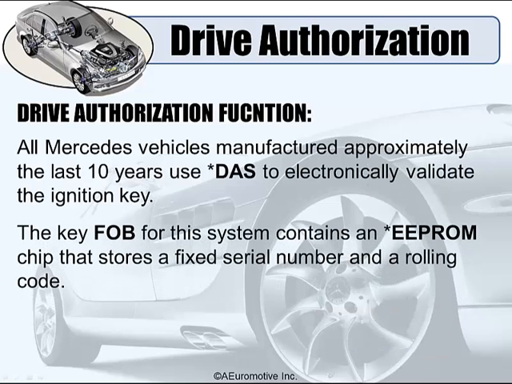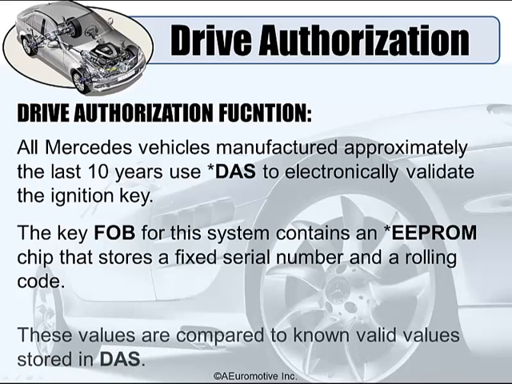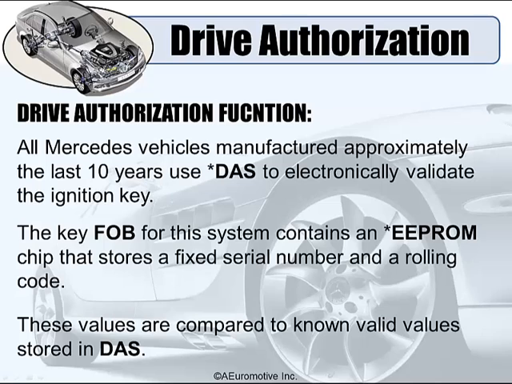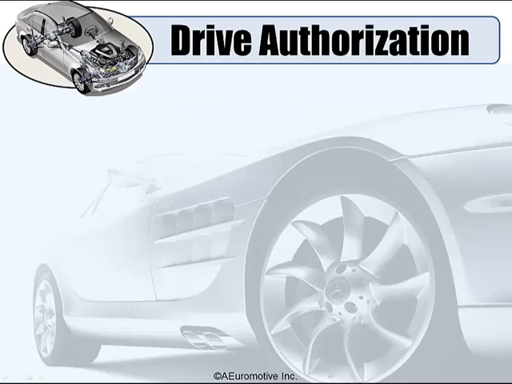The key, or the fob, for this system contains an EEPROM chip that stores all the fixed serial number and rolling code. Also, these values are compared to known valid values stored within the DAS unit itself. The acronym EIS is described as the engine control unit, or the ECM. It's one of those potato things.